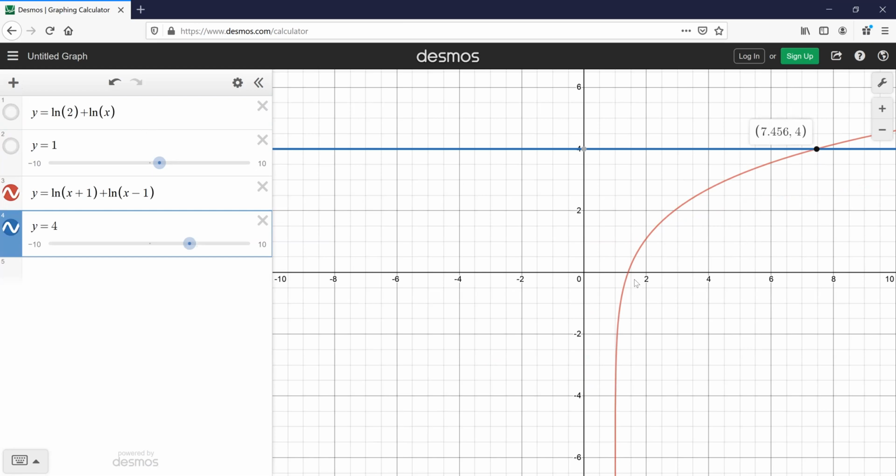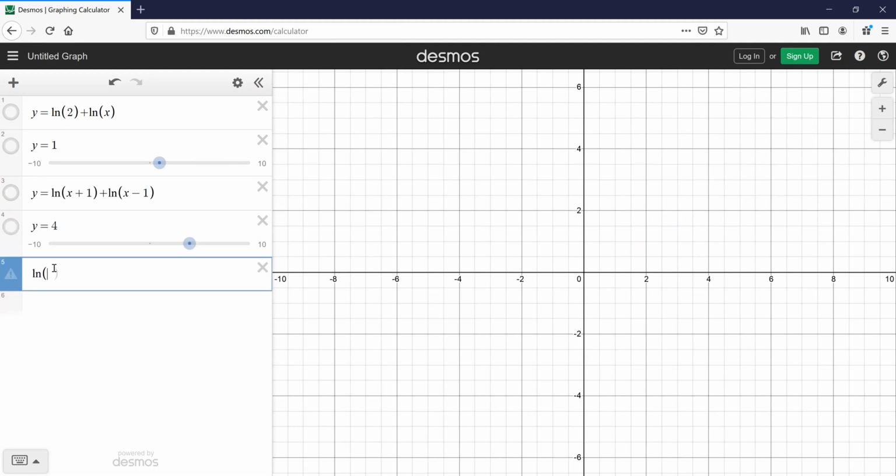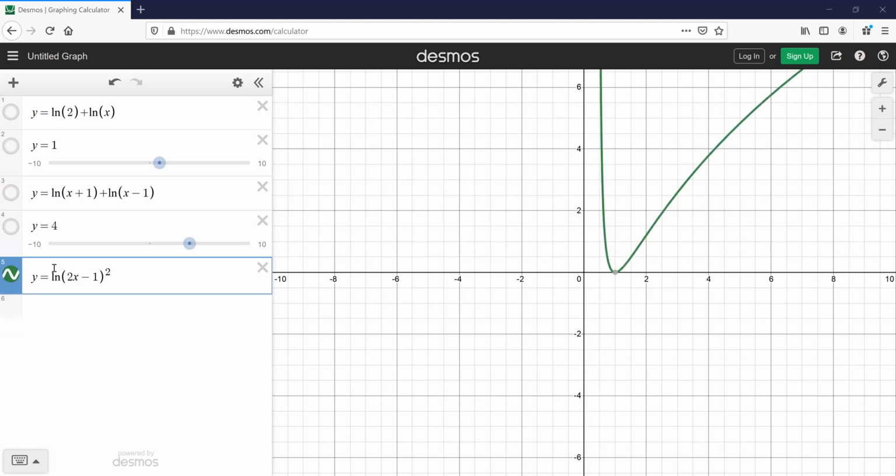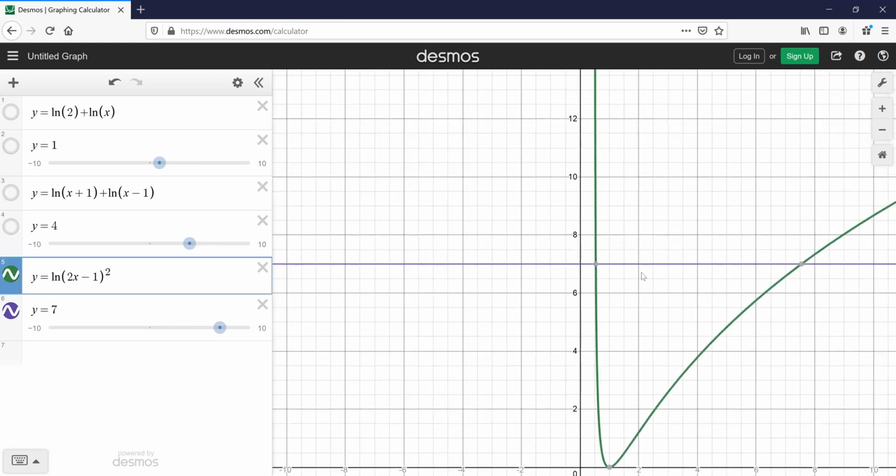You could always take a snippet of this for your instructor if you're taking a test, show them that you're using technology. I think that's a great strategy. All right, so the next one is natural log 2x minus 1, squared, and then this is y equals 7 below it. So this actually has two solutions. You'll see it hits twice. There, and there.